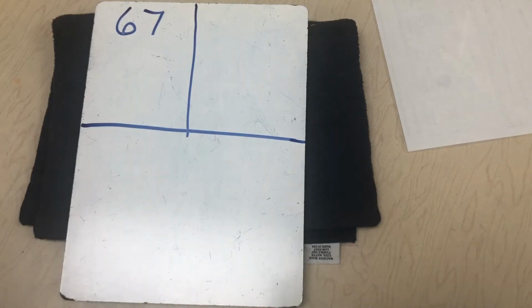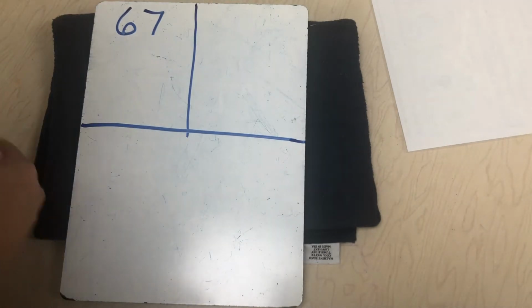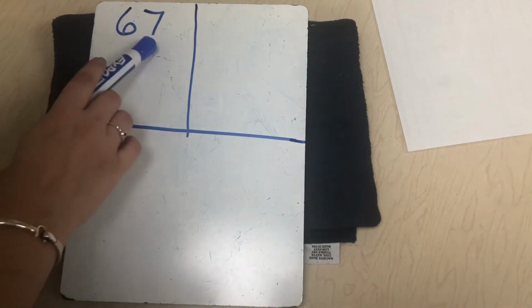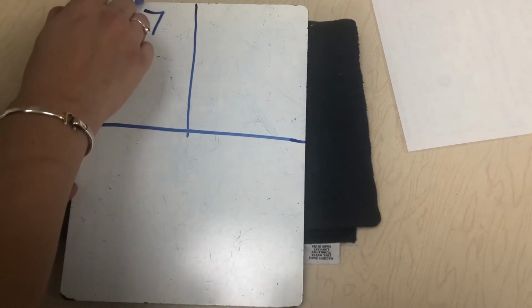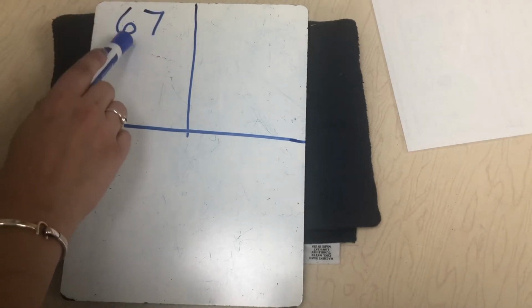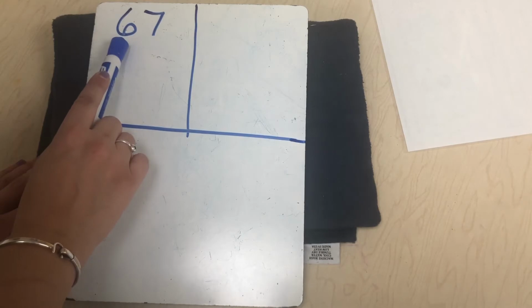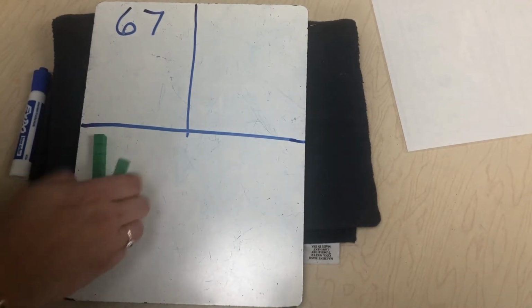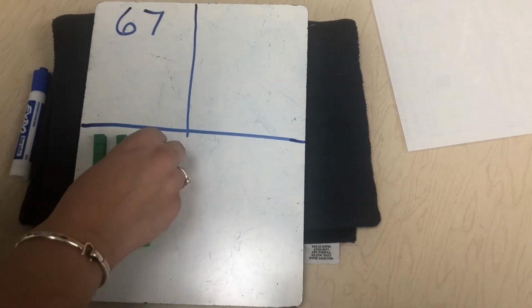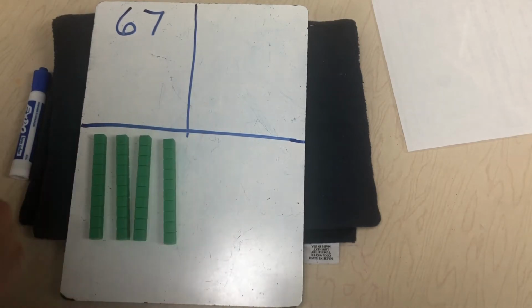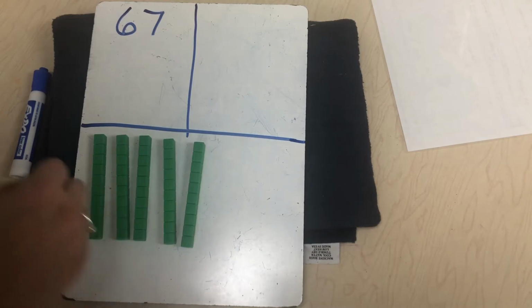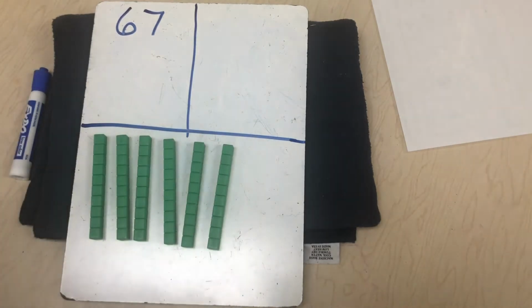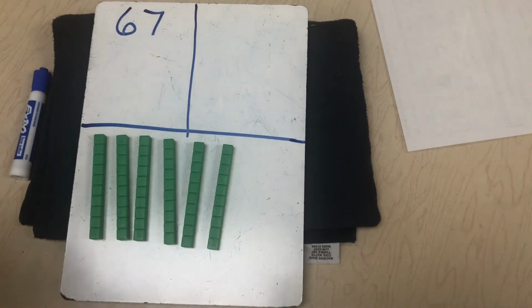Okay, we are going to break 67 down into place value. So we're going to look at this and ask, how many tens are in the number 67? Well, you have to know what the tens place is. The tens place is where the 6 is. So you're going to have 6 tens. 1, 2, 3, 4, 5, and 6. Again, if you have anything to represent tens, you can go ahead and get that.